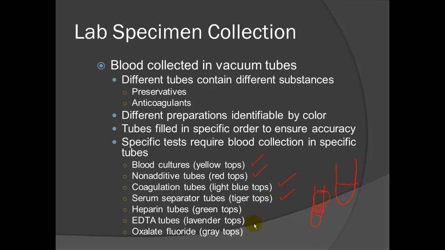Tiger tops. Heparin tubes are green tops. EDTA tubes are lavender tops. CBCs are mostly run off of these right here. And oxalate fluoride are gray tops. Ammonia levels are generally run off of a gray top.